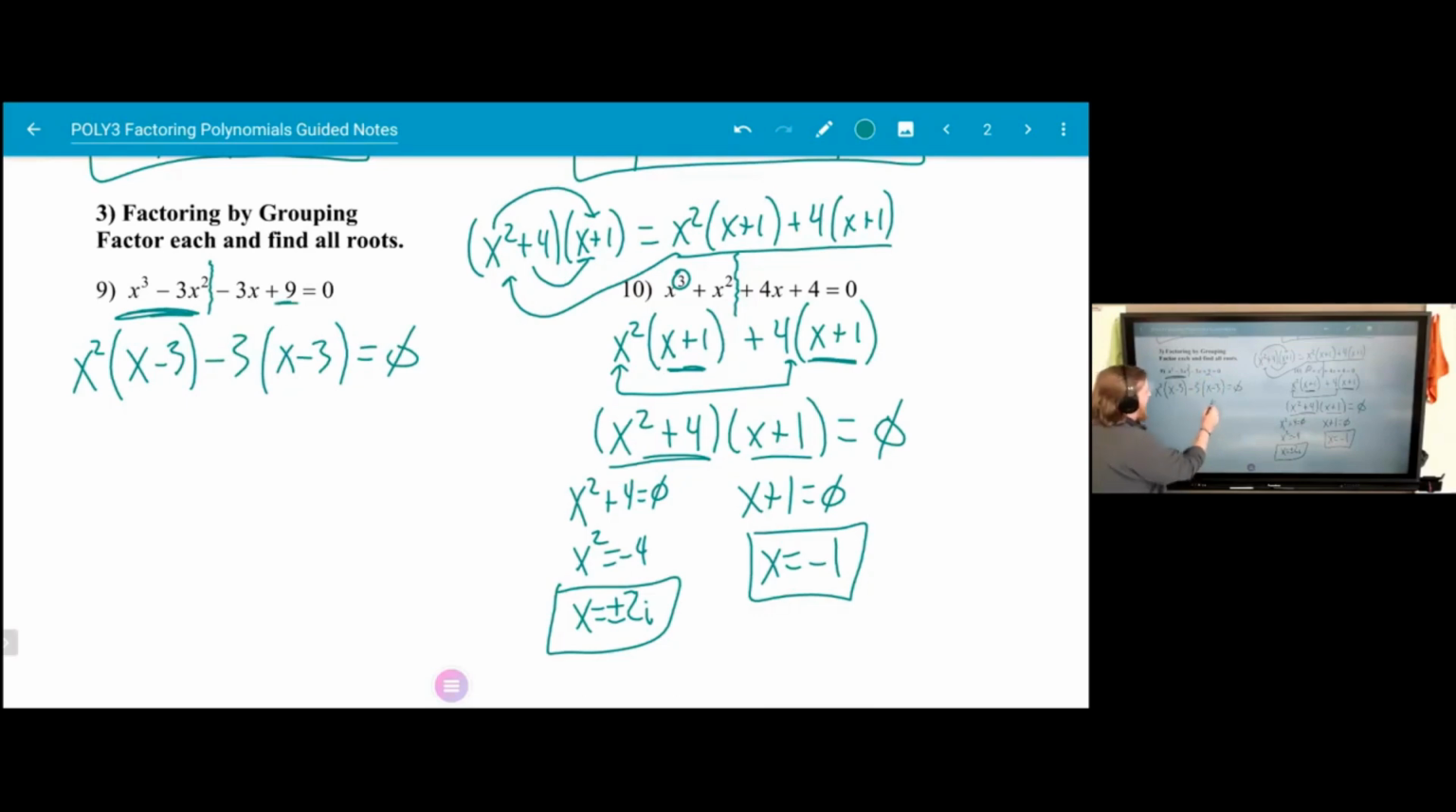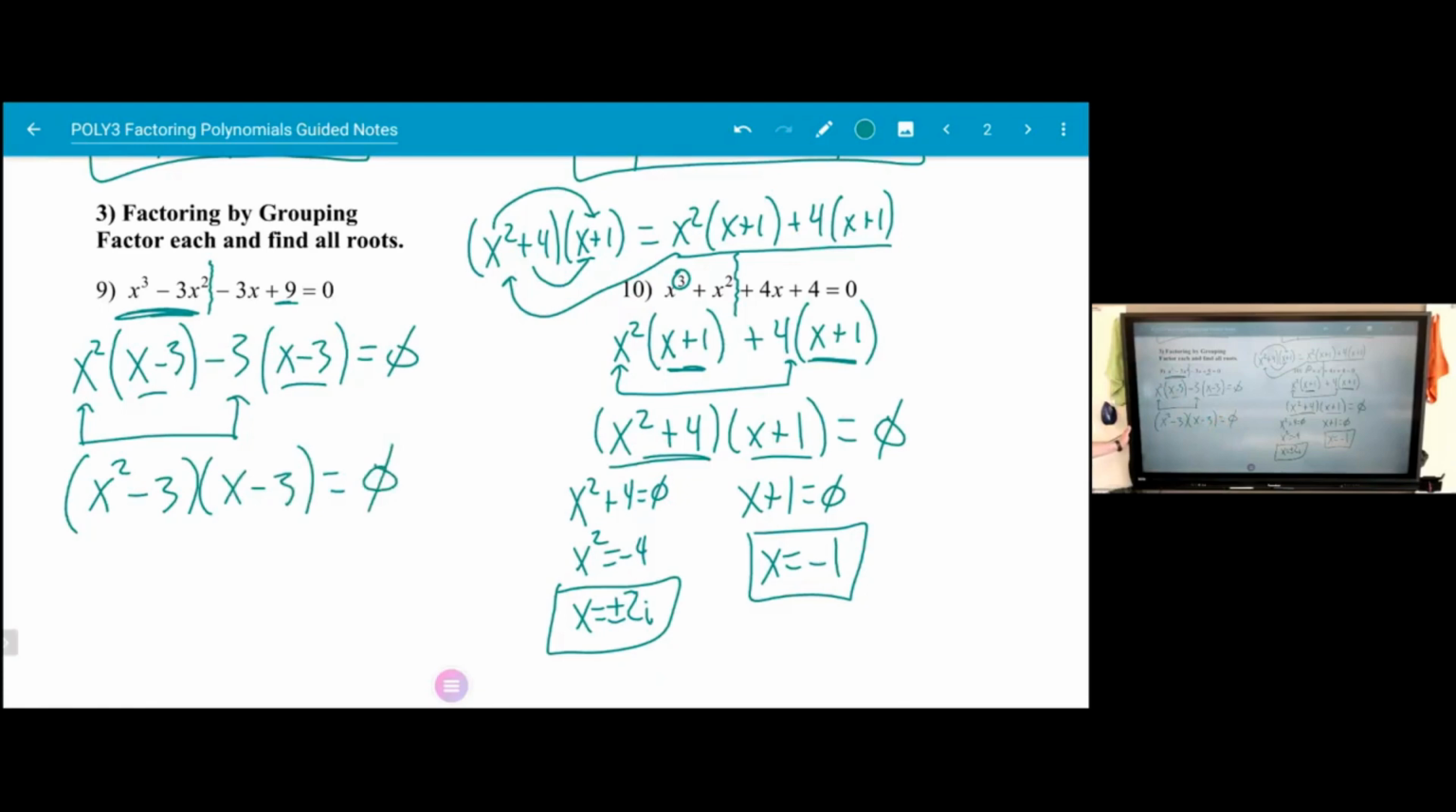That's one of the big keys. These two have to be the same. That factor has to be the same in order to do the grouping, because now we're going to group these two together and call this x squared minus 3 times x minus 3 equals 0. We check in here. X squared minus 3 cannot be factored any further, but it can be solved. X minus 3, that's all we got there.